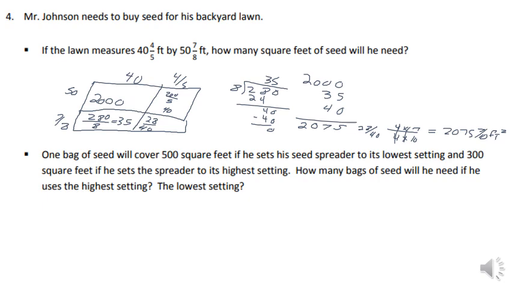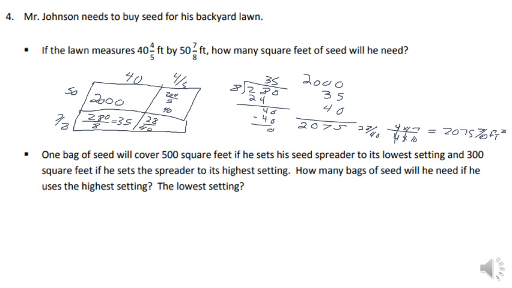One bag of seed will cover 500 square feet. If he sets his seed spreader to the lowest setting of 300 square feet. Let's read this again. 1 bag of seed will cover 500 square feet if he sets his spreader to the lowest setting, and 300 square feet if he sets it to the highest setting. How many bags of seed will he need to use the highest setting?